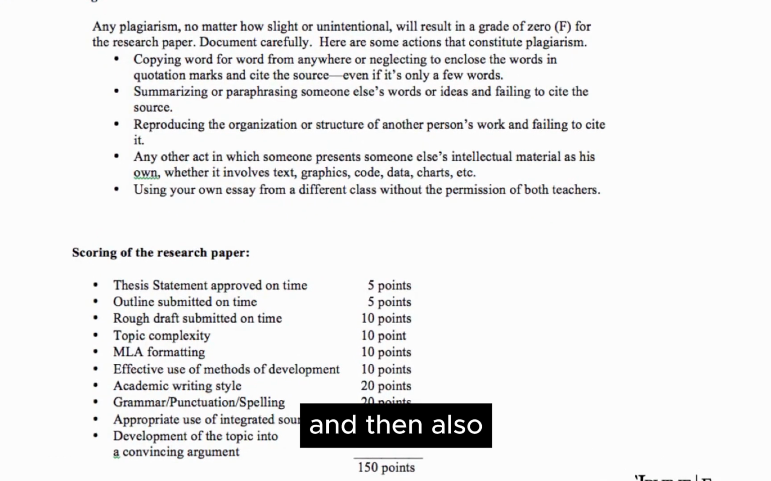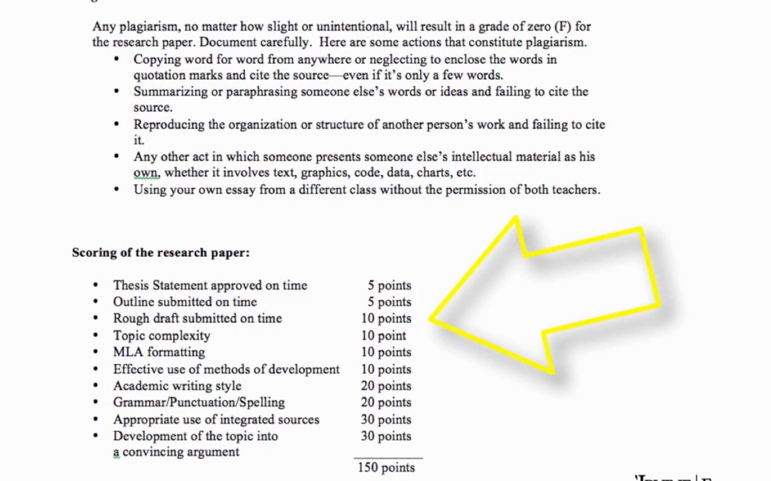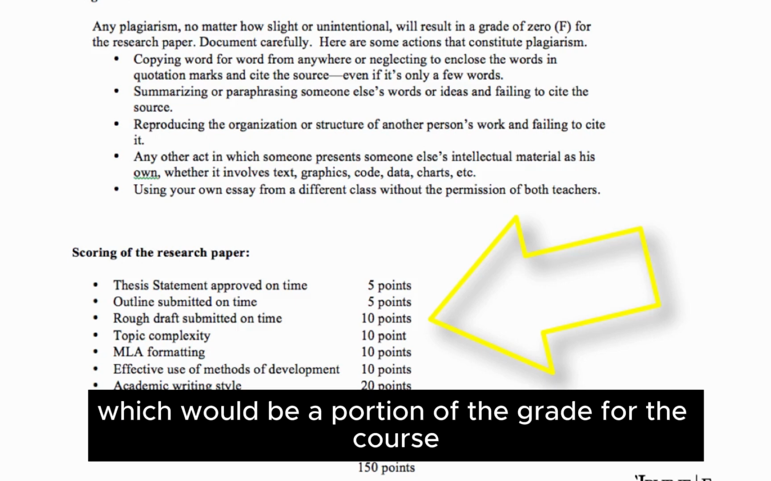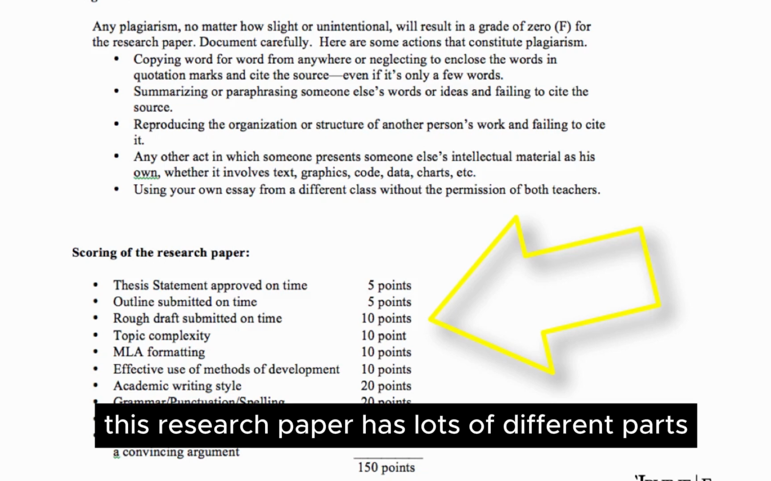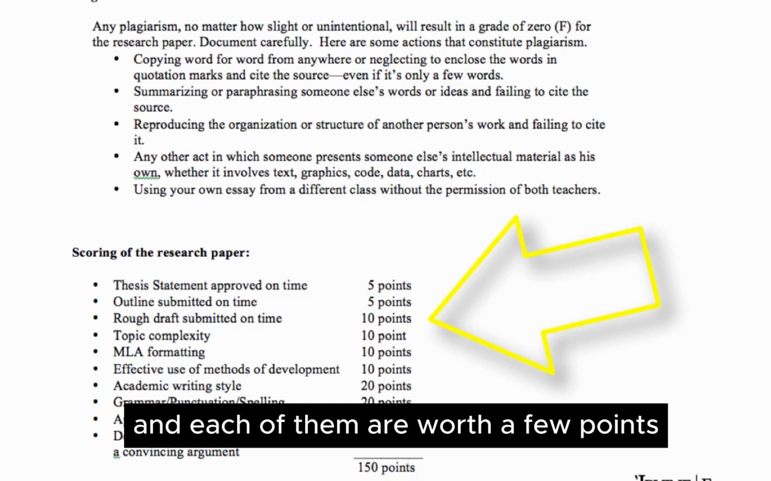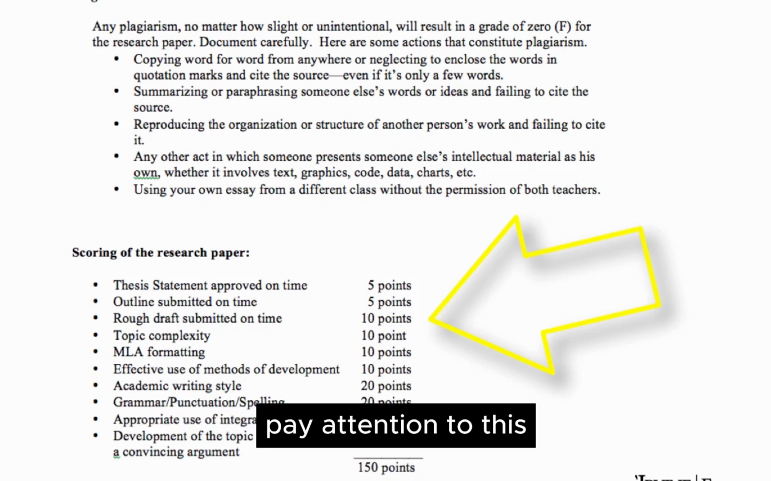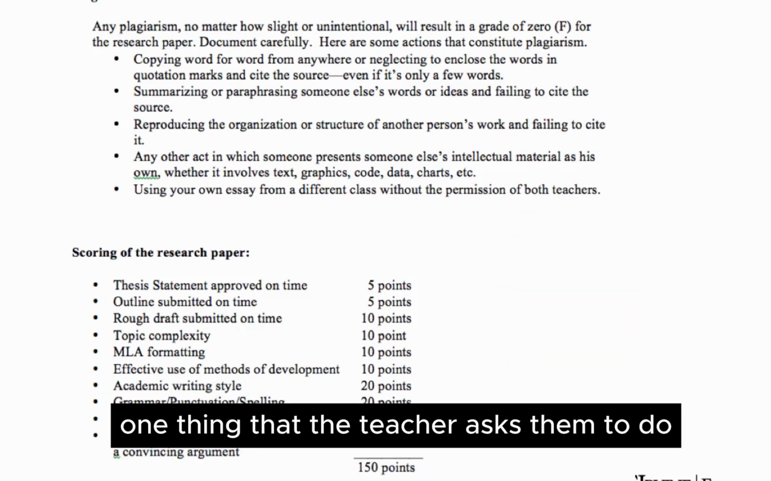And then also the teacher usually gives you the information you need about grading for the research paper. Notice this paper is worth 150 points, which would be a portion of the grade for the course. This research paper has lots of different parts, and each of them are worth a few points. Students would want to make sure that they pay attention to this so that they don't lose any points if they forget to do one thing that the teacher asks them to do.